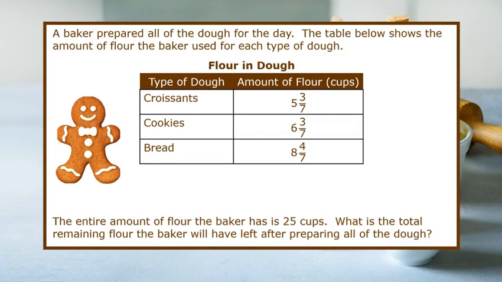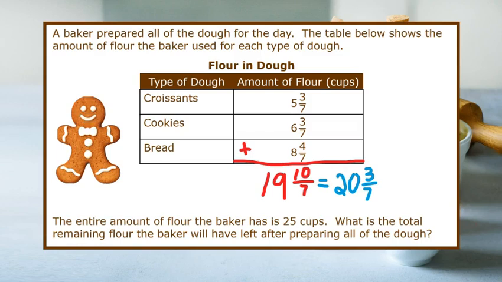First, let's calculate the total amount of flour that was used. For that, we would have to add all of our fractions. If we add the fractional parts, we get 3/7 plus 3/7 plus 4/7, which equals 10/7. And if we add the whole numbers, we get 5 plus 6 plus 8, which equals 19. So now we have 19 10/7, but we can rewrite that as 20 3/7. So now we know the baker used 20 3/7 cups of flour.